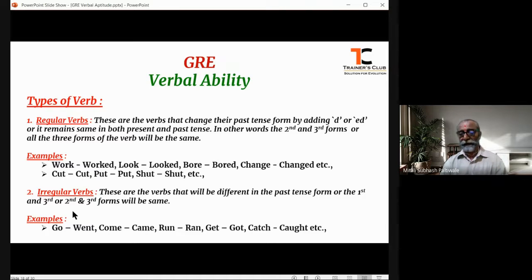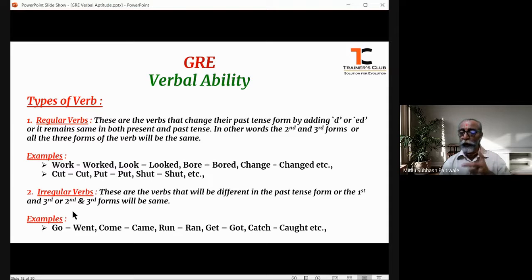Then the irregular verbs. Irregular verbs are those which change their form, or where the word itself is changed from present tense to past tense. Either the word will be entirely different or it will be pronounced in a different manner. When we get into the next level, that is the forms of verbs, you will understand more about irregular verbs.